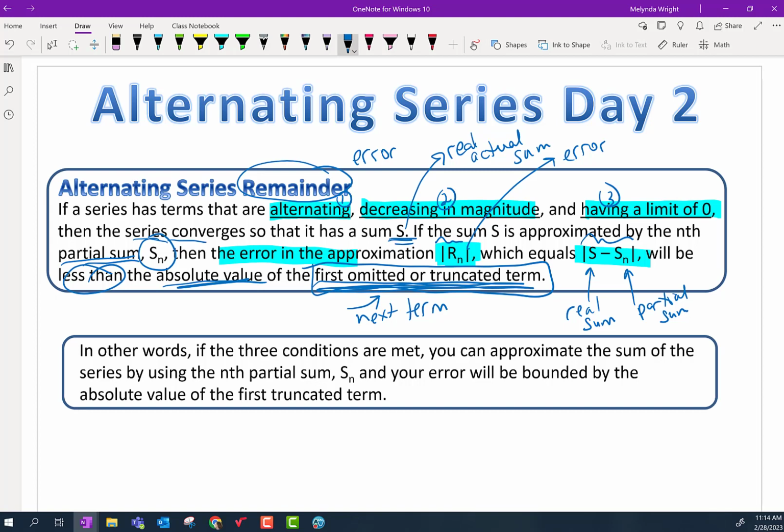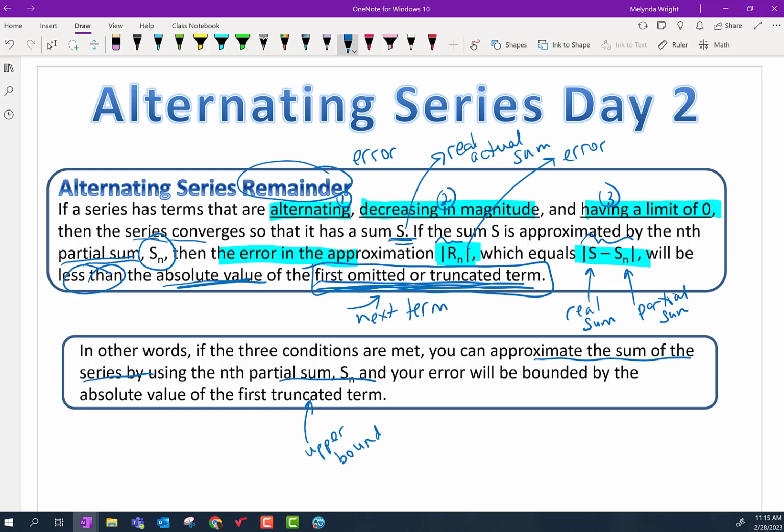All right. In other words, if those 3 conditions are met, you can approximate the sum of the series by using the partial sum, and your error will be bounded by the absolute value of the first truncated term. This is called your upper bound. Okay, so that's the concept behind what we're getting ready to look at. Are there any questions about the concept?